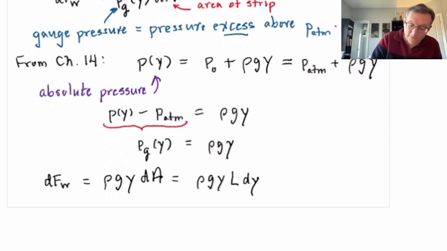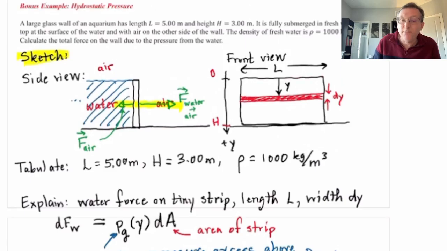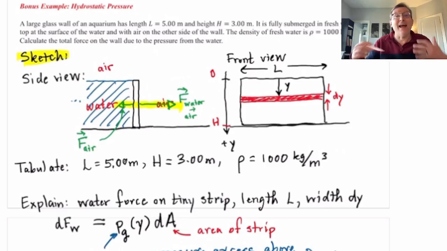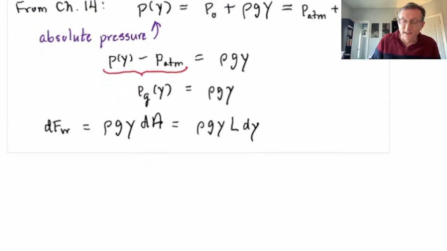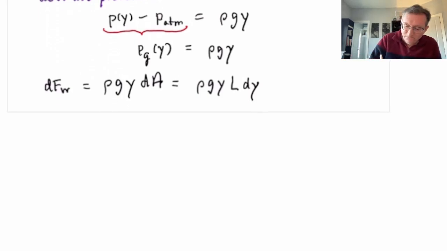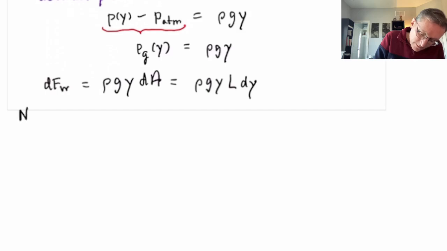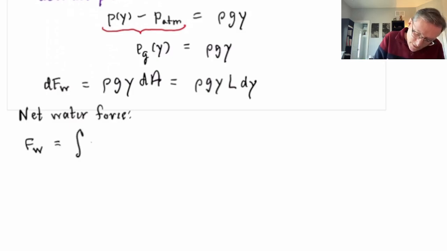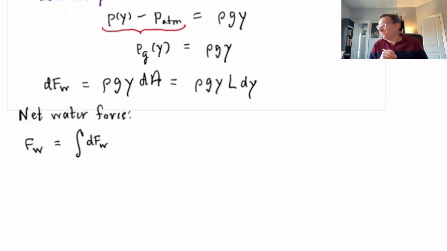Now, to get the total water force on the whole wall of the aquarium, I've got to take the force on every one of the little narrow rectangular strips from top to bottom and add them up to get the total. So I'm adding up an infinite number of infinitesimals. So we know what that means, right? To get the net water force, I'll just call it F_W, I'm going to add up all the dF_W's. Imagine a whole bunch of rectangular strips from top to bottom and add them up.